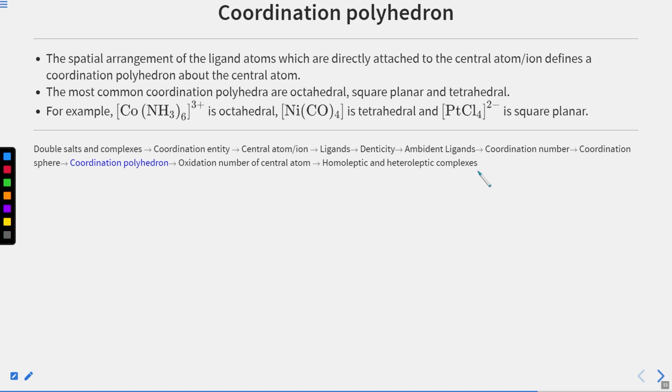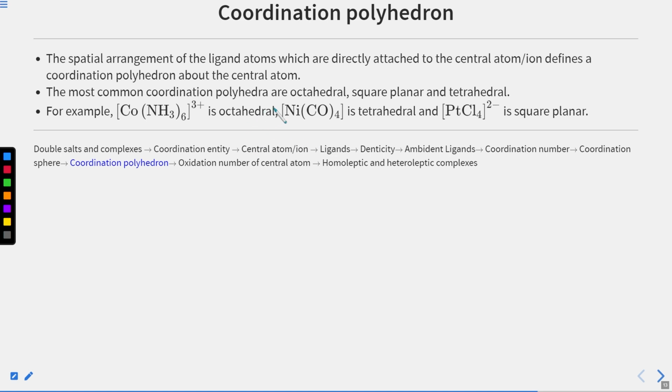Next is polyhedron. Just now we have seen that for different coordination numbers, we have different types of spatial arrangements. If the coordination number is 6, we can have octahedral. If the coordination number is 4, we can have tetrahedral as well as square planar. If the coordination number is 5, we can have trigonal bipyramidal and square pyramidal.